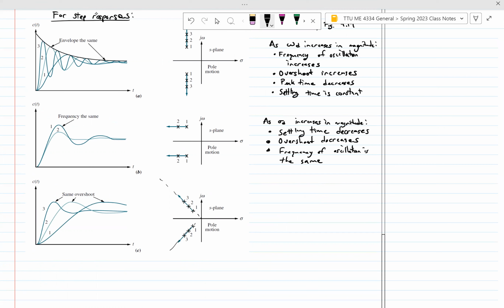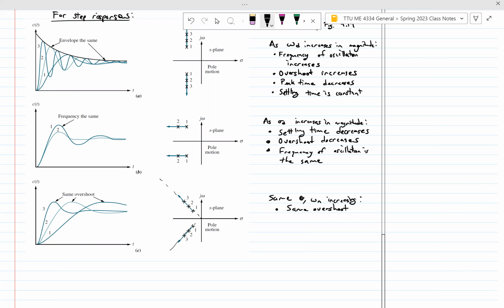right? So what happens in these cases? Right, so this is more or less only omega n changing. Same theta, omega n increasing. What happens? The big thing is that these all have the same overshoot, right? Those angled lines for our poles, these lines coming out from our origin, those are associated with our overshoot.